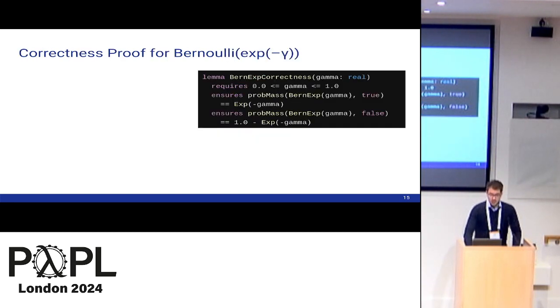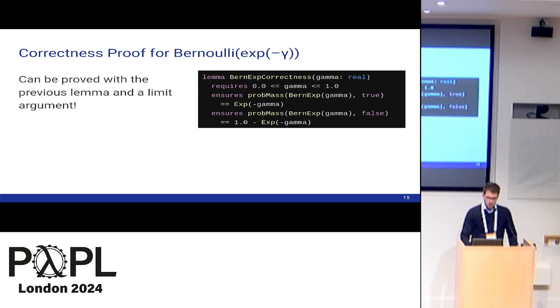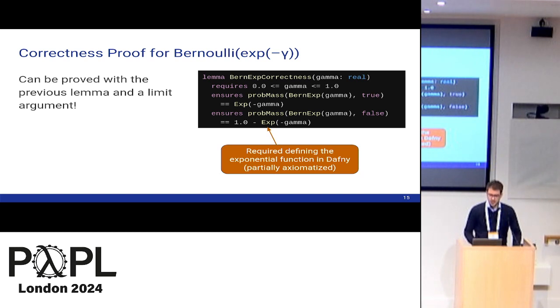So with this lemma, we can prove the correctness of the Bernoulli exponential distribution, where we again have to use a limit argument. So this proves that the probability mass of Bernoulli exponential returning true is the exponential of minus gamma, and analogously for the false case. And for this, we had to define the exponential function in Dafny', which is currently partially axiomatized.